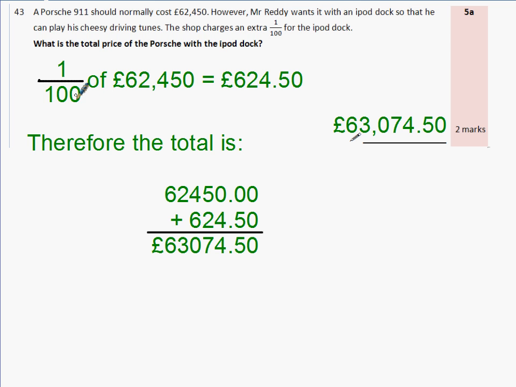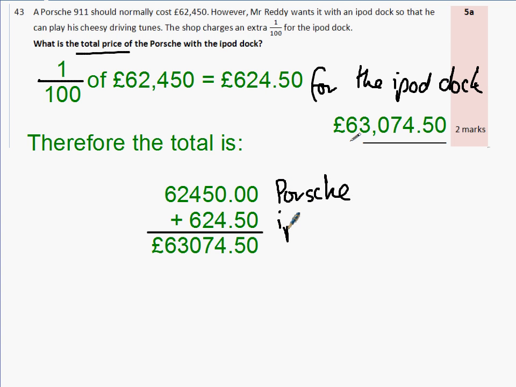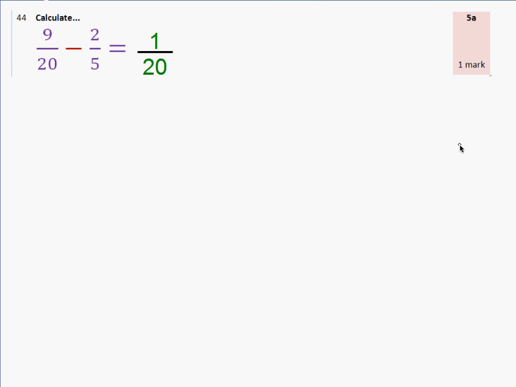So, you need to find 1/100th of the price. 1/100th of the price, you do the price divided by 100. £624.50 for the iPod dock. That is not the final answer. It asks for the total price of the Porsche with the iPod dock. So this is the price of the Porsche. This is the price of the iPod dock. You add them to find the total, and you get £63,074.50.